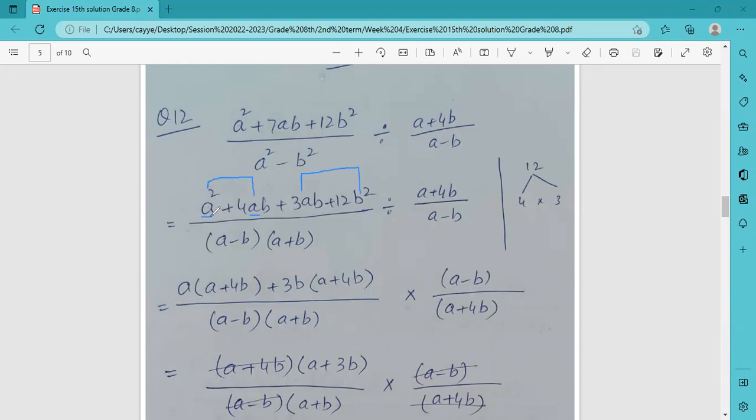You will take, the remaining will be a plus 4b. From here, you will take 3 and you will take b, because b is there in this, and 12 in 3 times table 12 is coming. 3b into a plus 4b over a minus b into a plus b. Then division will change into multiplication. When multiplying, a minus b over a plus 4b, this will be a reciprocal. You are taking the reciprocal of the fraction, the same as I told you.